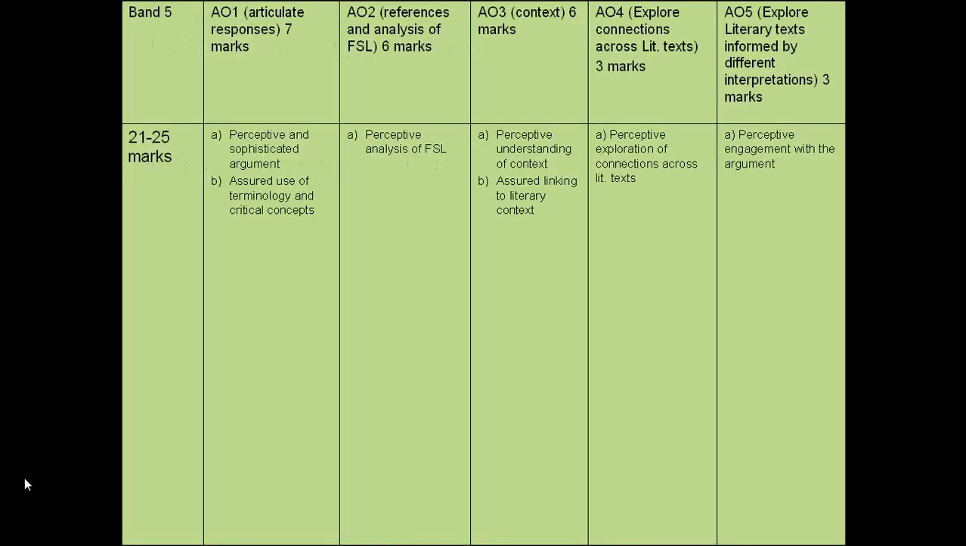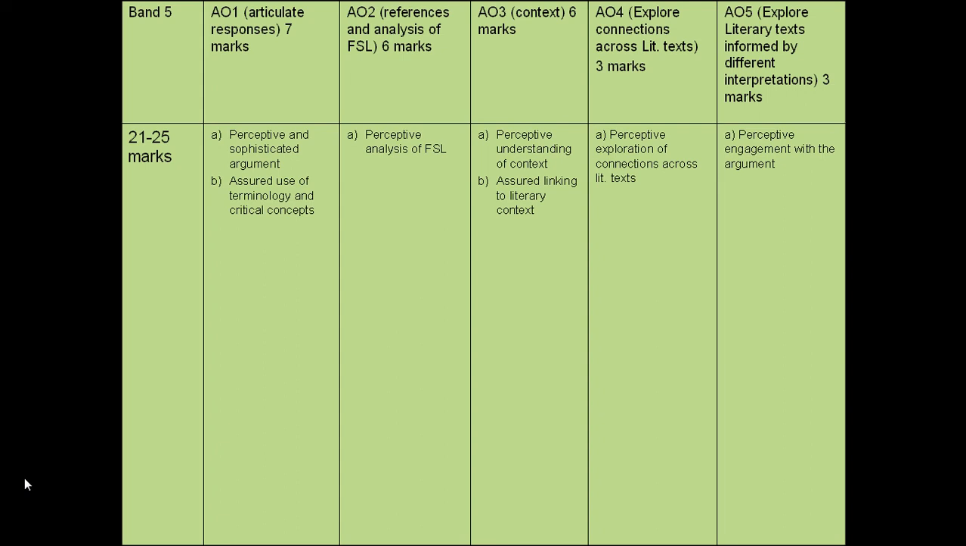Okay, let's look at the mark scheme first and foremost. So for us to achieve full marks here, 25 marks, there's a fairly equal weighting of the assessment objectives. So the first 2 assessment objectives, so your ability to create an argument and your ability to then analyse language, form and structure, are both worth 7 and 6 marks effectively.